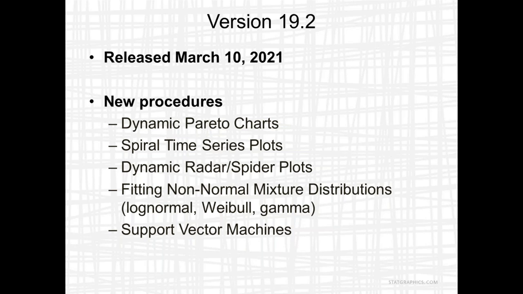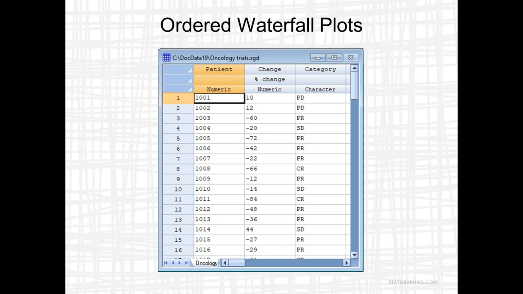We also added a new procedure using our Python interface for support vector machines. Now, support vector machines are supervised machine learning algorithms. They can be used either for classification, where you're trying to determine what class a particular observation belongs to, or for regression, where you're trying to actually make a numeric prediction. I'll definitely do a webinar in the future talking about the support vector machines and how we've implemented that interface to Python. Okay, just wanted you to know that this was out there, so you could try those new procedures.